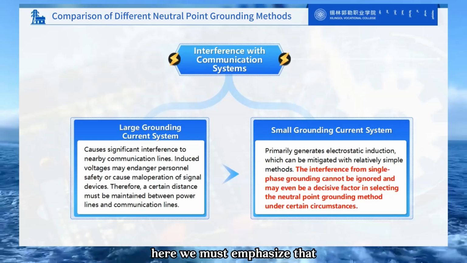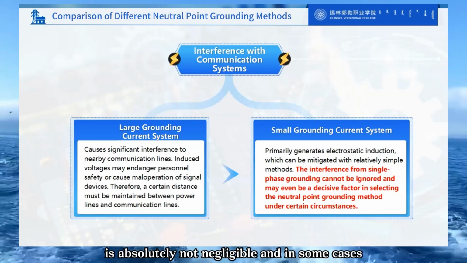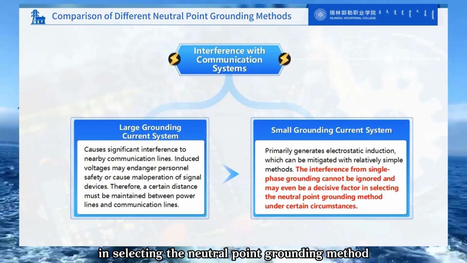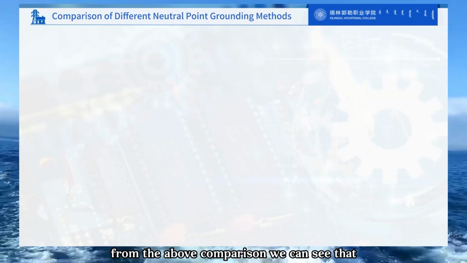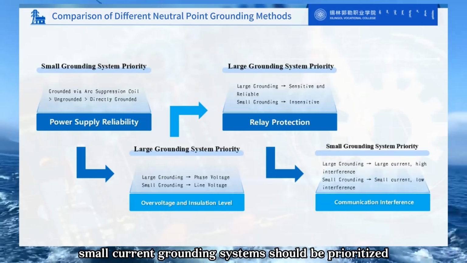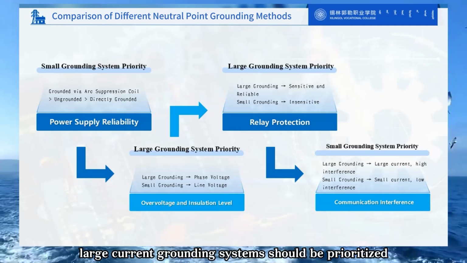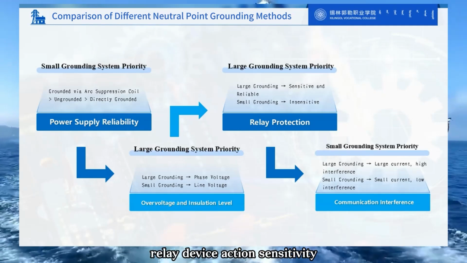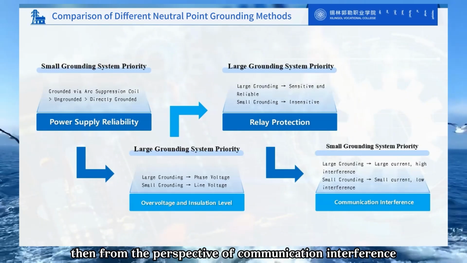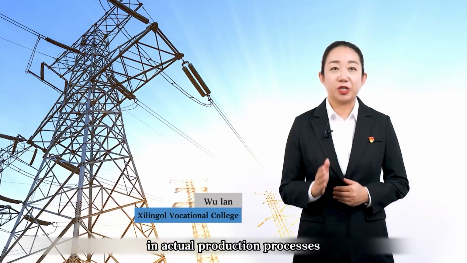Here we must emphasize that the interference caused by single-phase grounding on communication is absolutely not negligible and, in some cases, can even be a decisive factor in selecting the neutral point grounding method. From the above comparison, we can see that, from the perspective of power supply reliability, small current grounding systems should be prioritized. From the perspective of overvoltage and insulation level, large current grounding systems should be prioritized. From the perspective of protection relay device action sensitivity, large current grounding systems should be prioritized. Then, from the perspective of communication interference, which type should we choose? Small current grounding systems in actual production processes.